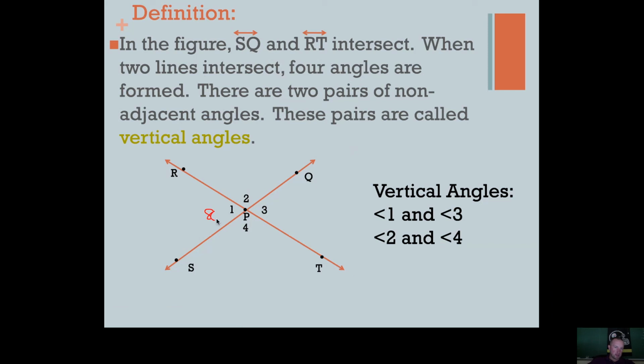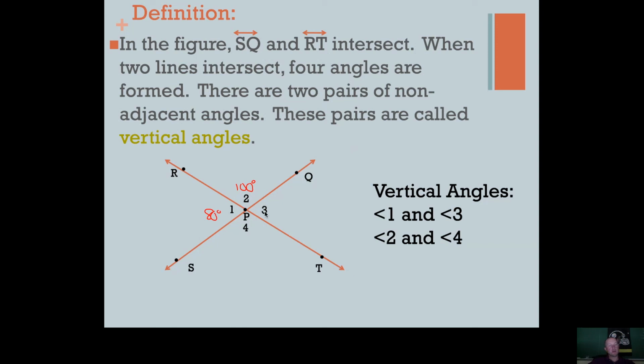We're going to pretend for a second that angle 1 is 80 degrees. What would angle 2 be? Well, angle 2 is its supplement. It makes a linear pair with angle 1. So it has to be 100. These two numbers have to add to 180.